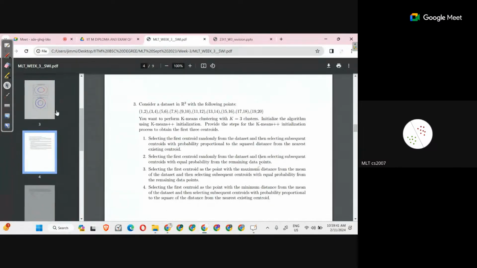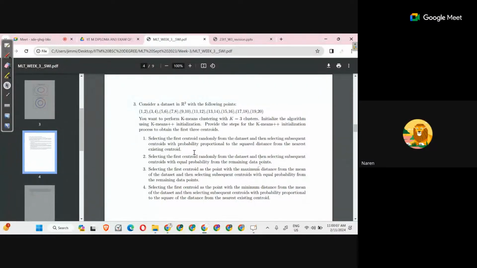Okay, let's move to question number 3. Question number 3 says, consider a data set in R2 with the following data points. So these many data points are there. You want to perform k-means clustering with k equal to 3 clusters. Initialize the algorithm using k-means++ initialization. Provide the steps for the k-means++ initialization process to obtain the first 3 centroids. So what will you do?